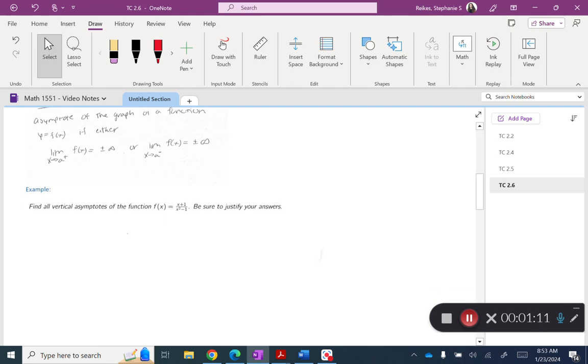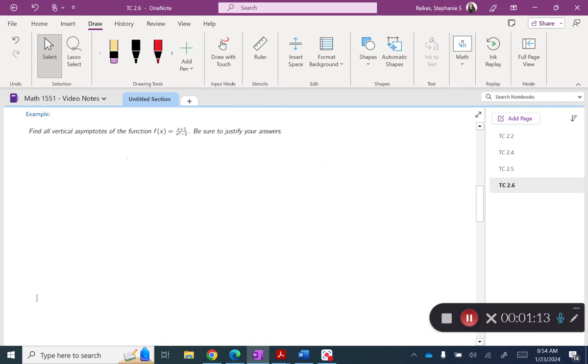Let's take a look at an example. Let's see if we can find all the vertical asymptotes of the function f of x is equal to x plus 1 over x squared minus 1. And let's see if we can justify our answer.